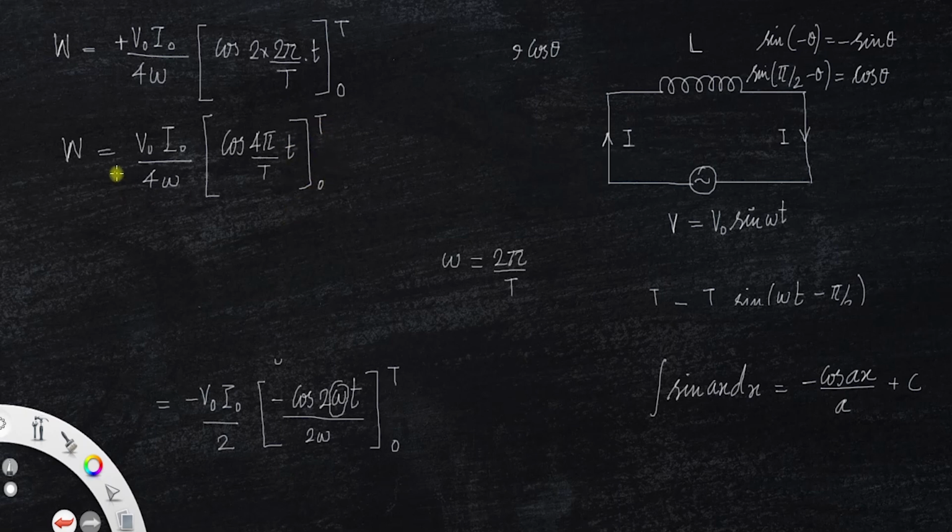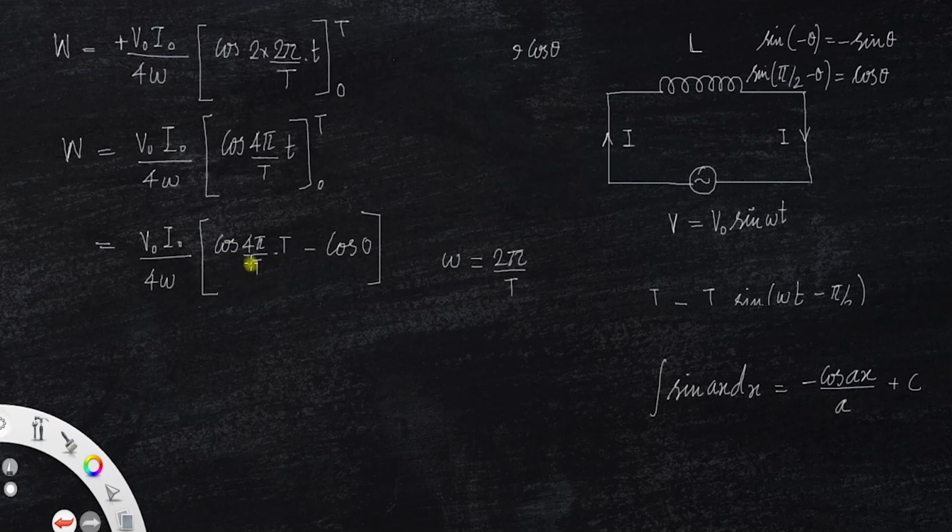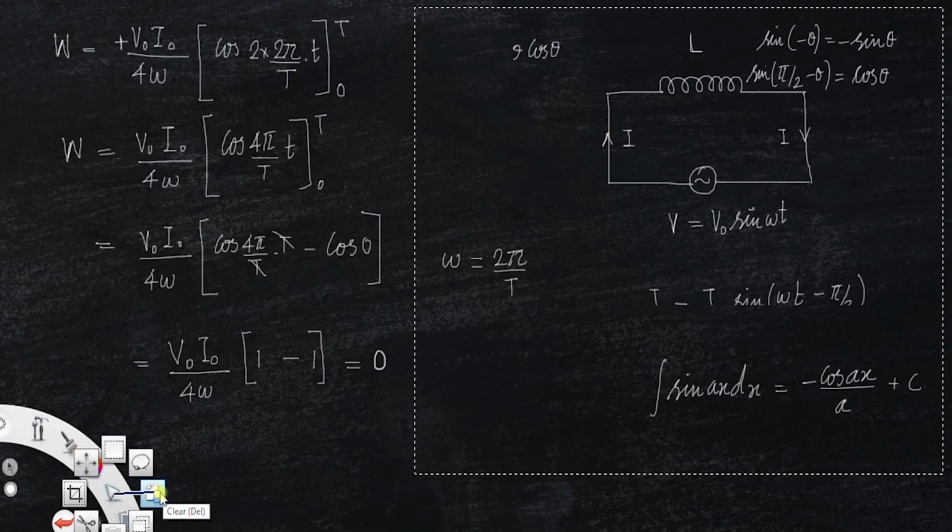Now let's put the upper and lower limits. So this will be V0 I0 by 4 omega. First substitute the upper limit, cos of 4 pi by T into T, minus, if you put the value 0 for t, this whole term becomes 0, so that will be cos of 0. Now you can cancel this T and T. We know the value of cos 4 pi is 1. So this is equal to V0 I0 by 4 omega into 1 minus 1, since cos 0 is also 1. So the value becomes 0. So the total work done during one complete cycle is actually 0.